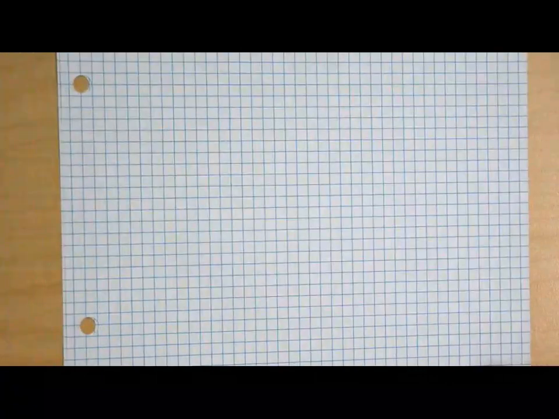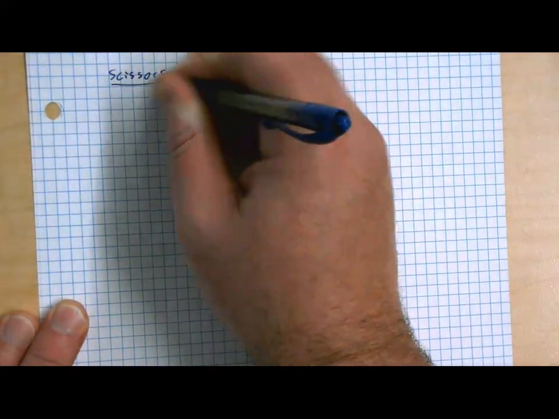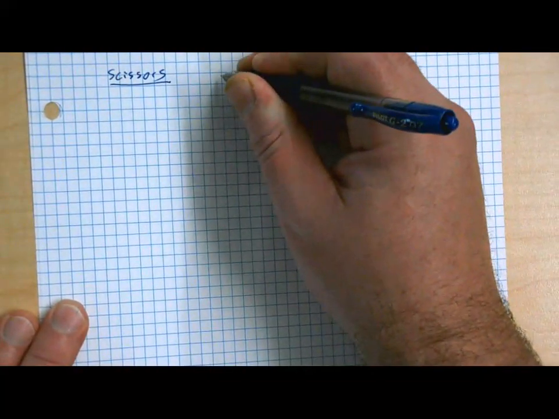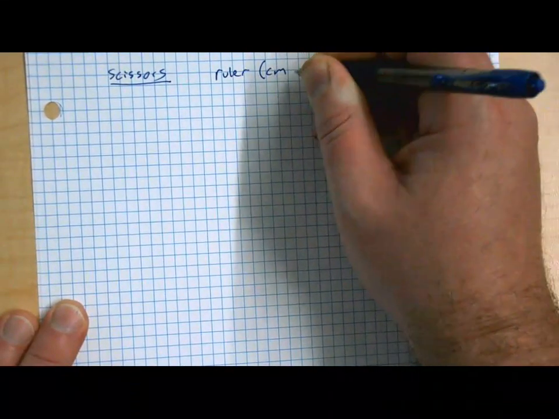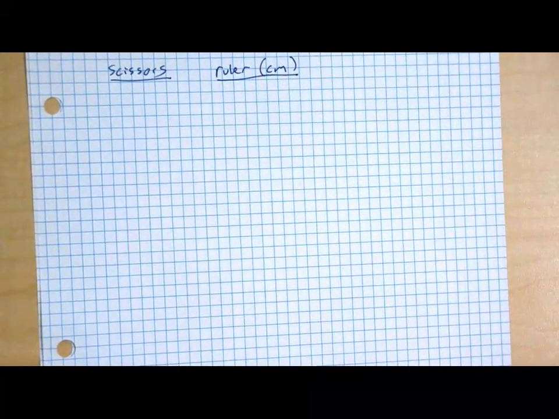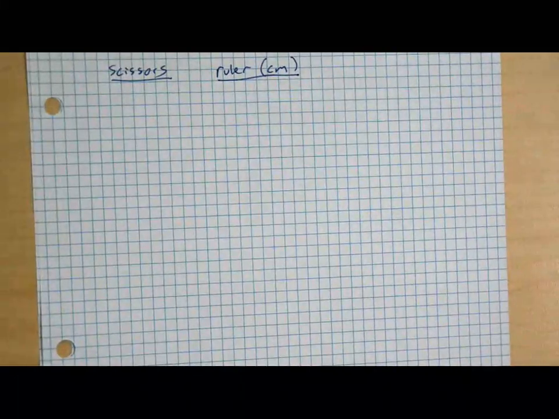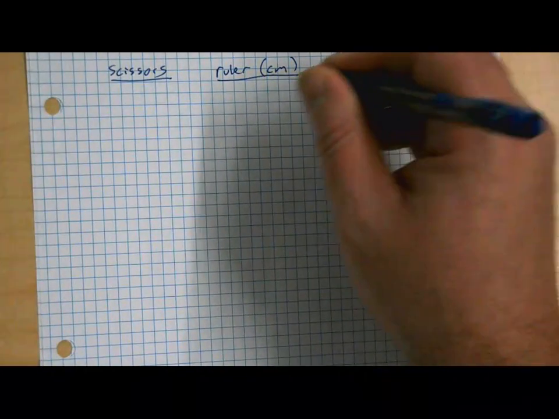So the materials that you're going to need: a pair of scissors, and you're going to need a ruler, and your ruler needs to have centimeters on it. If you have your own ruler with centimeters on it, that's fine. It needs to go up to 14. No, it needs to go up to 12. Actually, it needs to go up to 12.